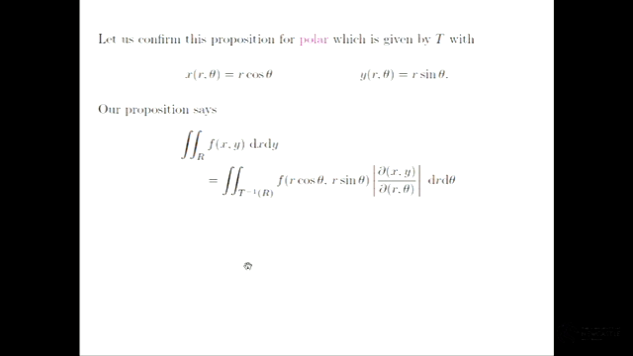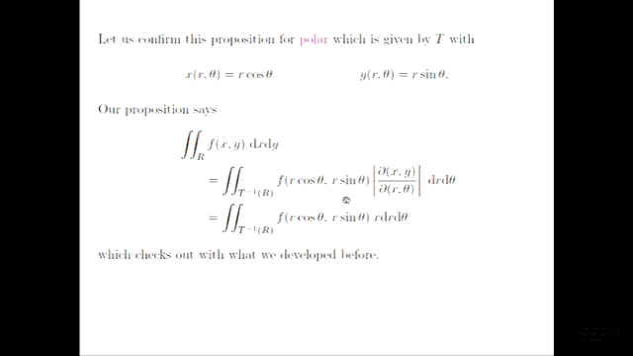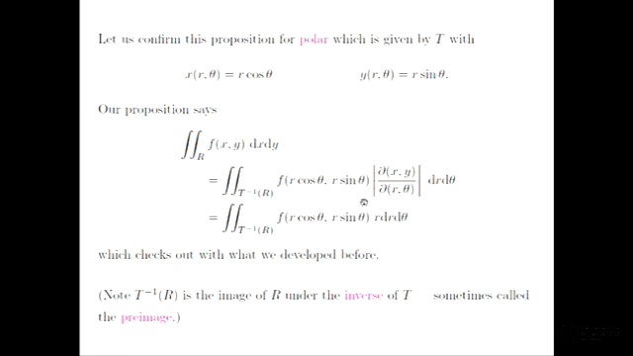means that I have to find a transformation that maps to R. So you have R, I want to have a transformation. It has a region which maps to it. I change x and y to r cos theta and r sine theta. I multiply by the Jacobian here, dr d theta. And we get the double integral over the inverse transformation of R, f of r cos theta, r sine theta, r dr d theta, which checks out with what we developed before.